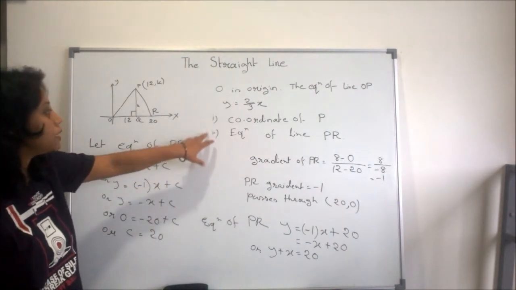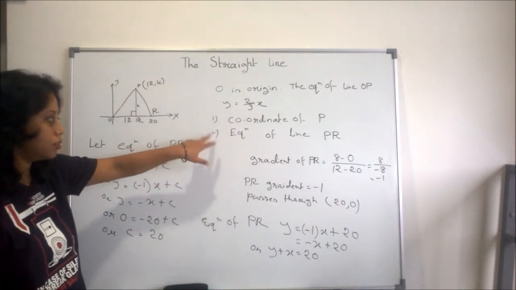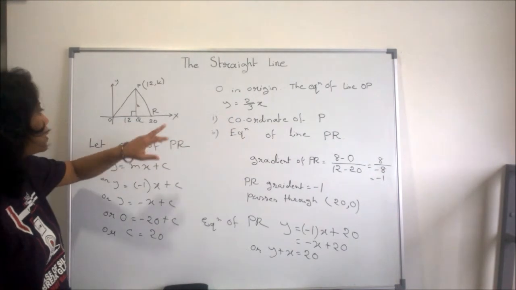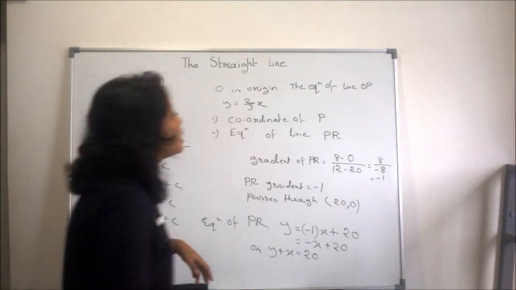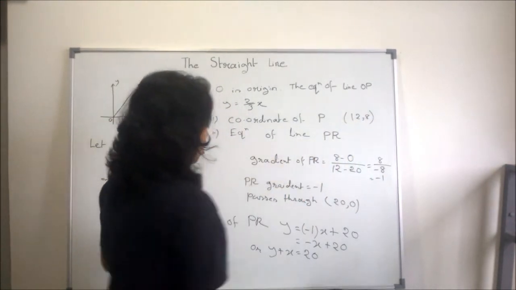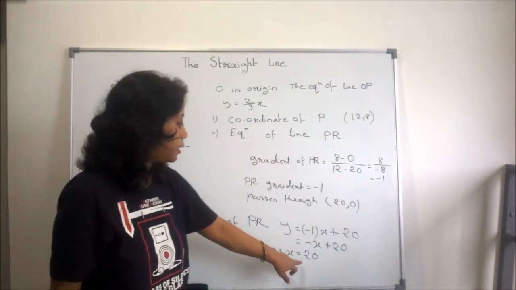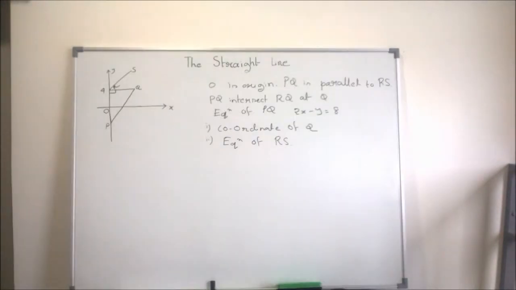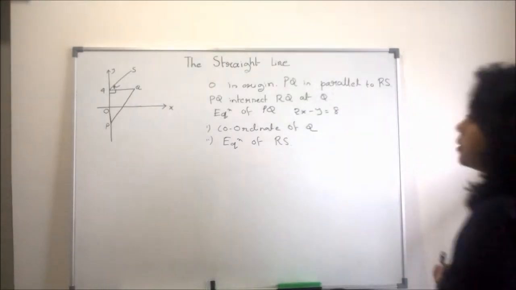So both of these problems we have already solved. The coordinate of P is 12, 8, and the equation of the line is y plus x equal to 20. Let us take another problem here.